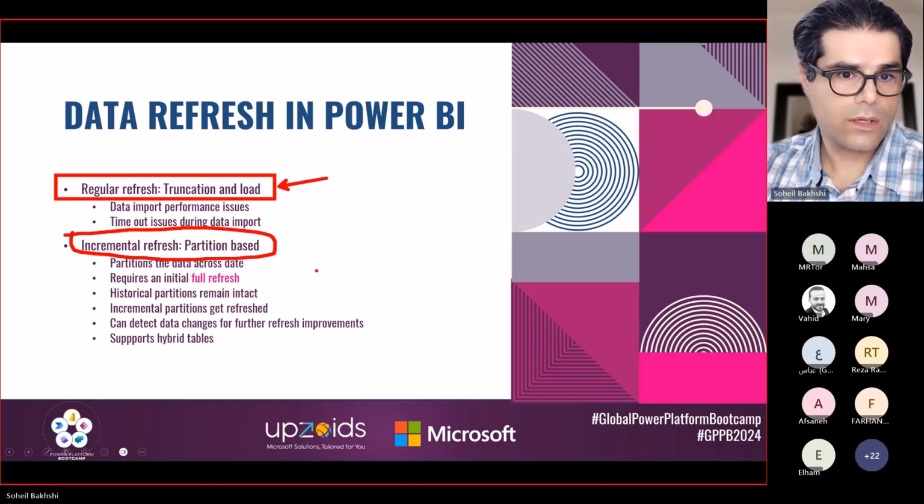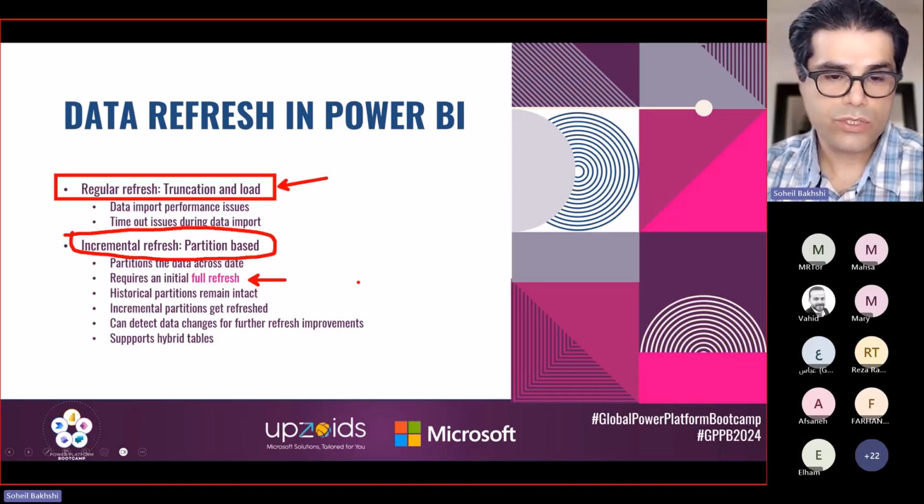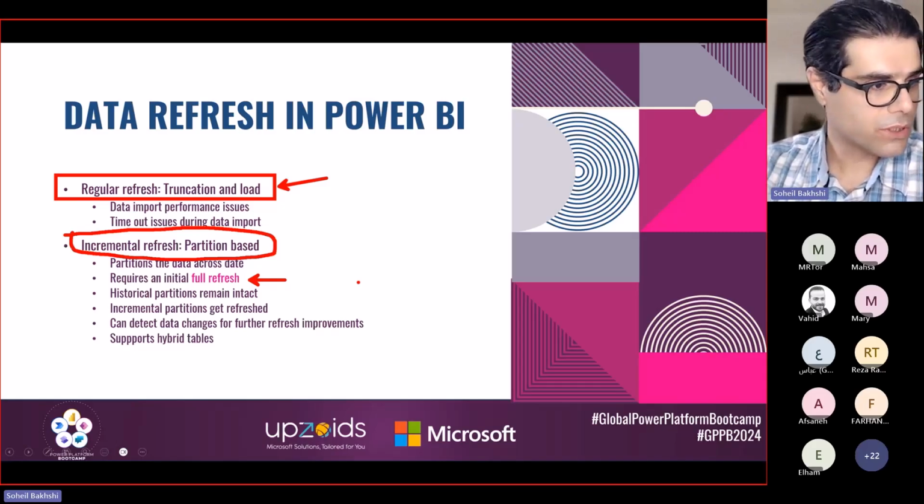This type works based on partitions, right? So it creates partitions based on date. I will show you later how it works, right? And it requires an initial full refresh for the first time, after we develop our data model within Power BI Desktop and we configure incremental data refresh. We publish it into Microsoft Fabric. The first time that we refresh the semantic model, it creates partitions for us, and then it refreshes each partition.